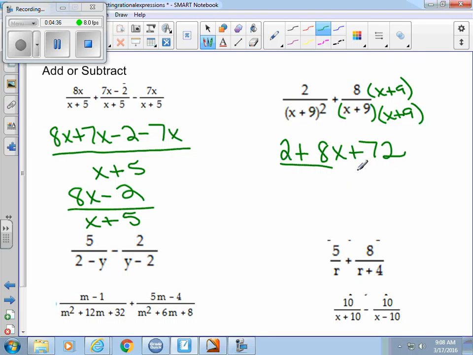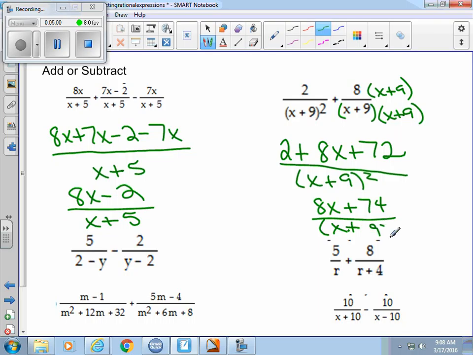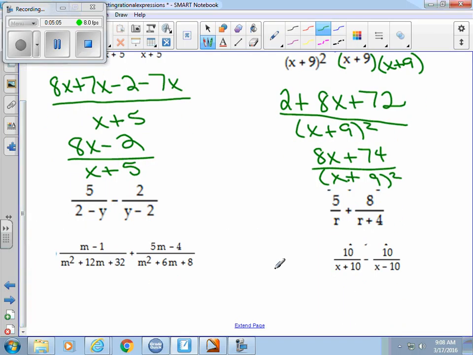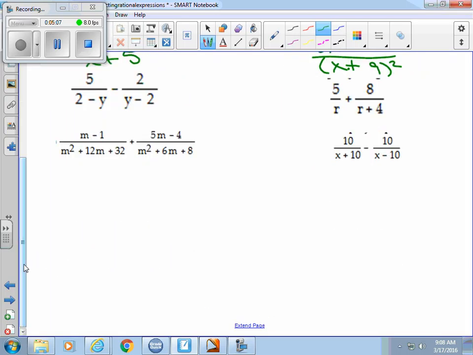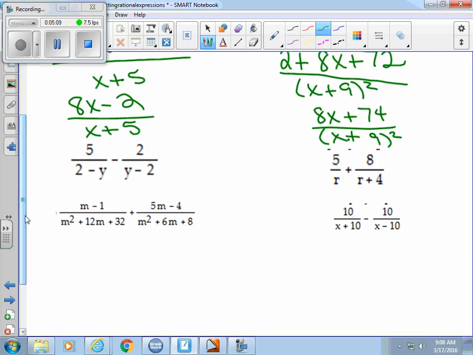Where did I get 72 from? 9 times 8, good. The denominator is common, so I just write it down. And then 72 plus 2 is 74. I could look to reduce this as well, but 72 and 8 have some common factors, but not enough to get all the way down to an x plus 9, so it's not going to simplify. Oops, sorry. Didn't mean to go that far.